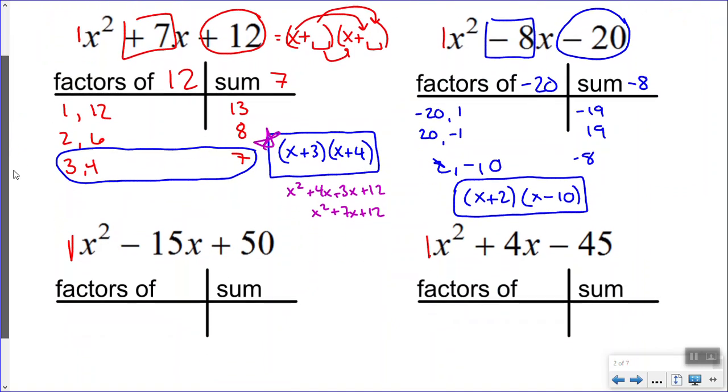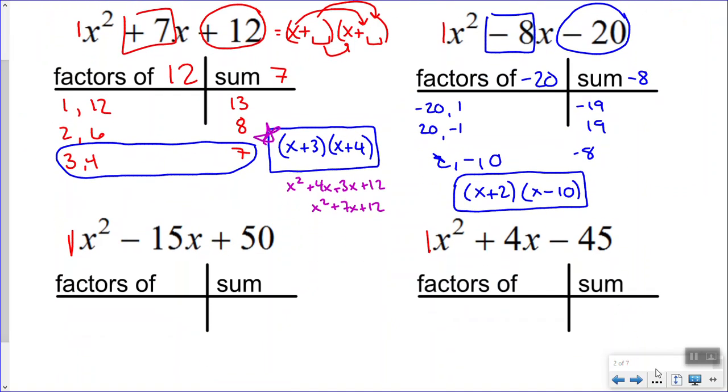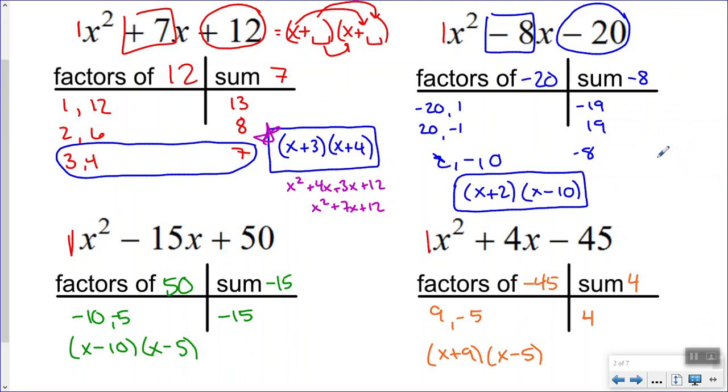Go ahead and pause the video and try the bottom 2 on your own. See if you can figure out which numbers you need factors of, which numbers you need to add for your sum, and see if you can figure out what those polynomials would be in factored form. Take a look and see how you did.